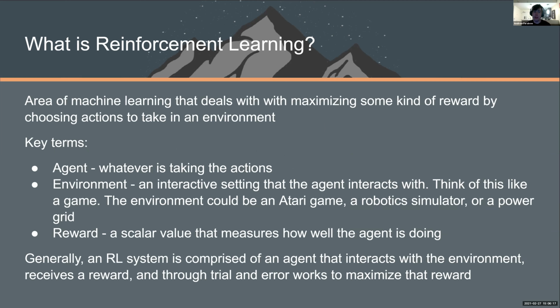So reinforcement learning is a kind of machine learning that deals with maximizing some kind of reward by choosing actions to take in an environment. Generally, a system like that has an agent, and that agent takes actions in an environment, and it receives rewards for those actions, and then it basically updates itself to maximize that reward. So can we go to the next slide?